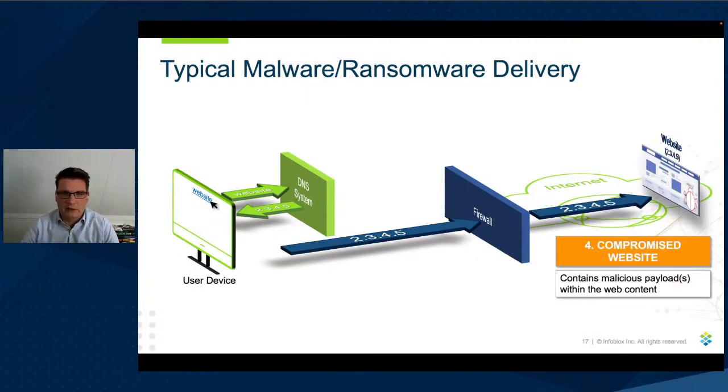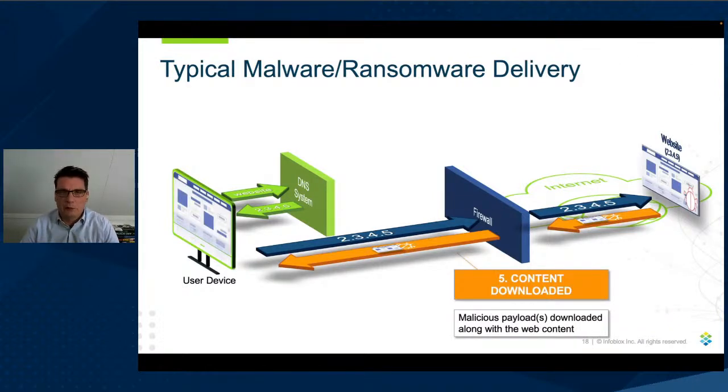In this example, the intended destination has malicious payloads included in the content. This could be the result of an attacker compromising a legitimate website, or it could be a fake website that they built to look like a legitimate website to trick people to click on links again. Once the connection is made with the destination, the content is downloaded. The content is transmitted to the user's device, like a typical web page. In this case, it also contains malicious payloads.